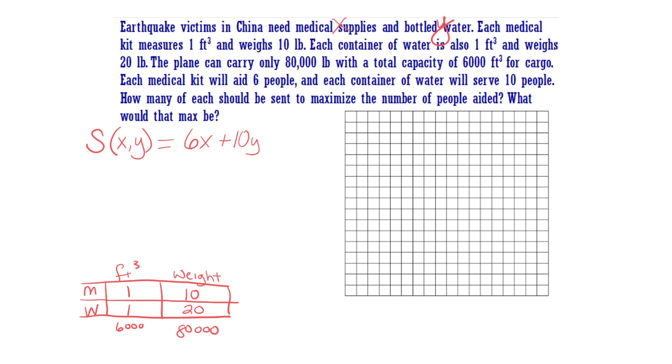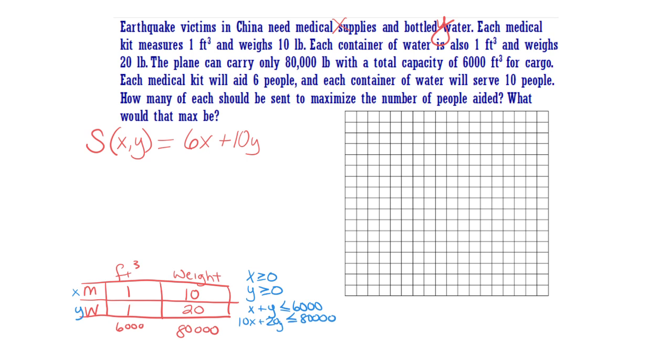So now I'm going to write my constraints. I've got X has got to be greater than or equal to 0. Y is going to be greater than or equal to 0. Remember that we said medical kits are X, water is Y. So I'm going to have 1X plus 1Y has to stay underneath the 6,000 limit. And then I have a 10X plus a 20Y has to stay underneath the 80,000 limit.